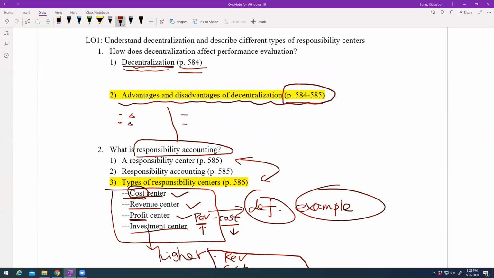Understand the logic. Cost center will only be evaluated based on cost. The revenue center is only related with the revenue. Profit center is revenue minus cost. Investment center is revenue, cost, profit, and investment.